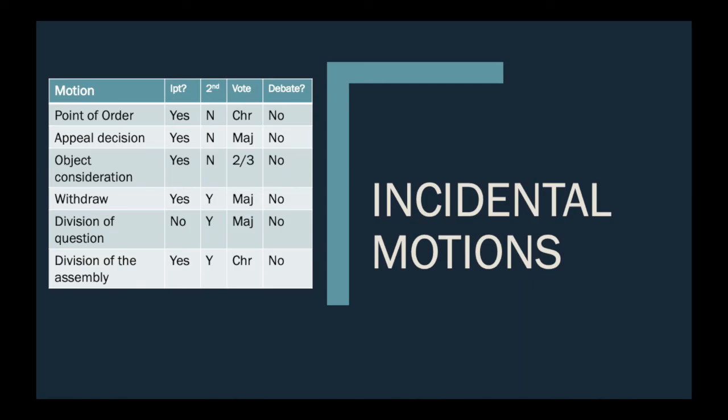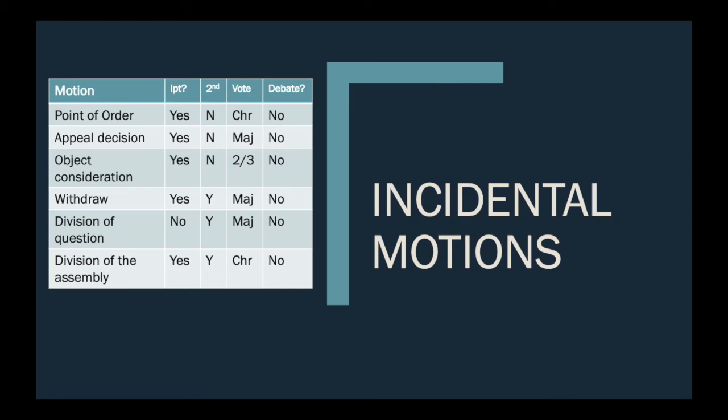Point of order should always be used in a way that's not aggressive, though. So even though you can and should interrupt to make a point of order, it should be made in a way that's helpful, and the chair should also receive a point of order in a way that is not defensive about it. A point of order is supposed to assist the chair in enforcing the rules.